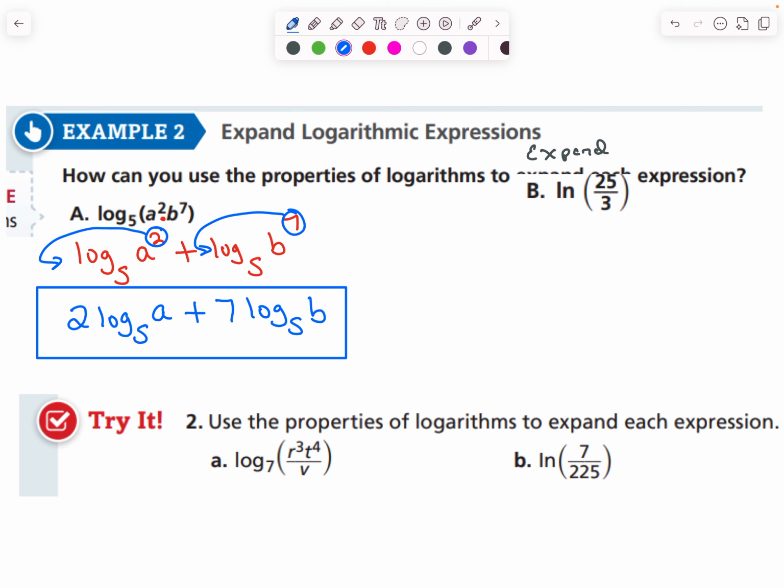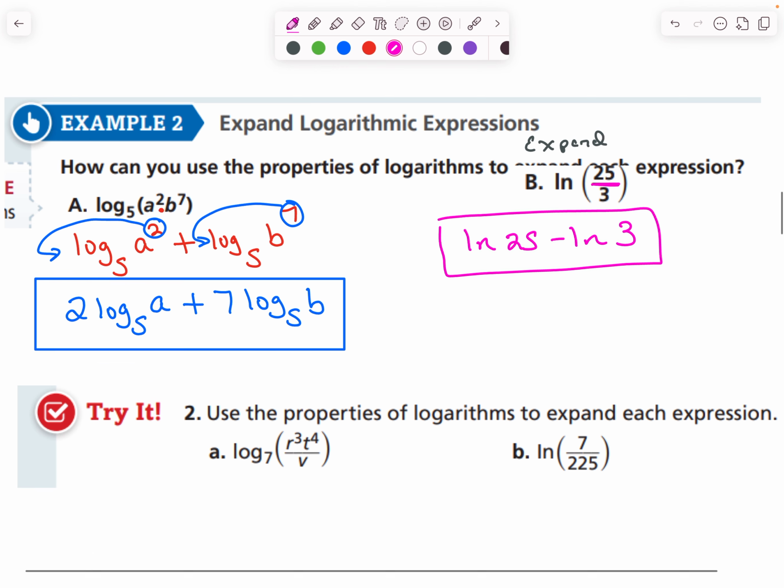Now, in part B, we see a natural log, and remember, any properties that apply to logs will always apply to natural logs as well. I do see a quotient here, so I can start by separating this into 2 log expressions: natural log of 25 minus natural log of 3. That's all we have to do with that one. There are no powers.